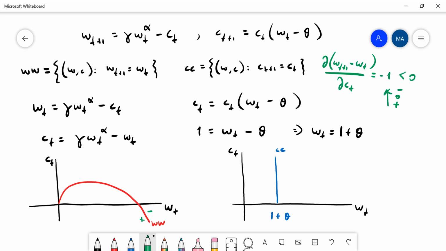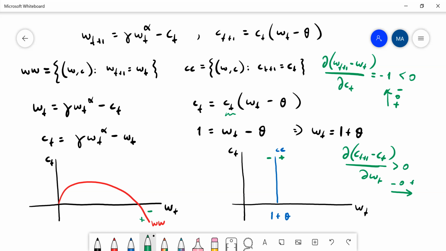And for C dynamics, you will have the derivative of C_{t+1} minus C_t with respect to, it is easier if you look at W_t, right? And it is always positive, because we look at positive C, right? So in this direction then, when W_t is increasing, we have an increasing C_{t+1} minus C_t. So if it is increasing, it will be minus, 0, and positive.